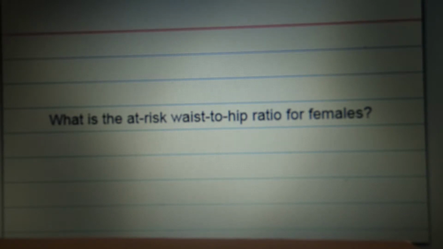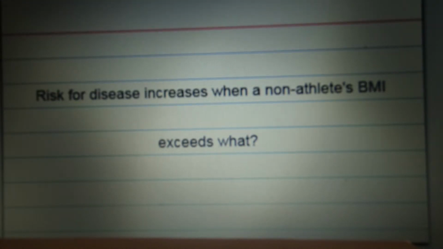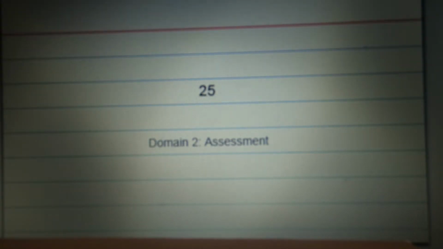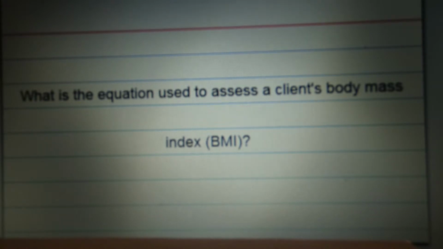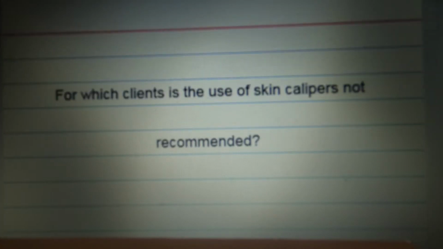What is the at-risk waist to hip ratio for females? 0.8. What is the at-risk waist to hip ratio for males? 0.95. Risk for disease increased when a non-athlete's BMI exceeds what? 25. What is the equation used to assess a client's body mass index, BMI? Weight in kilograms divided by height in meters squared.